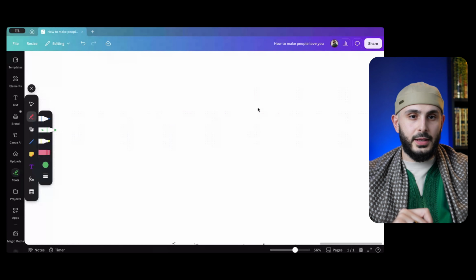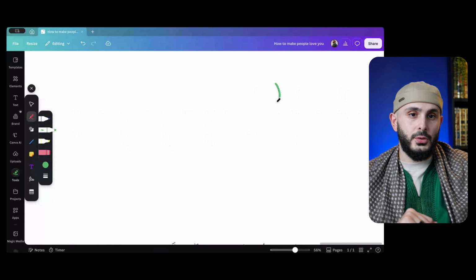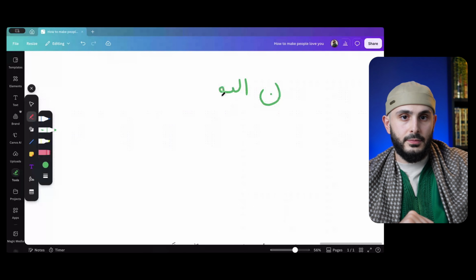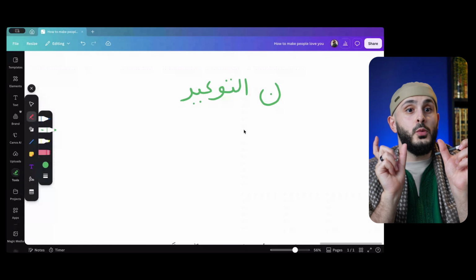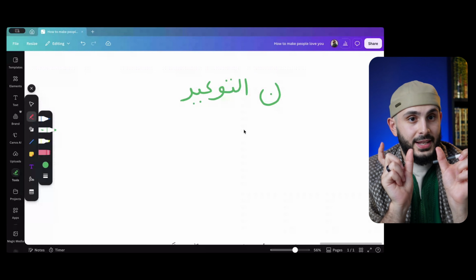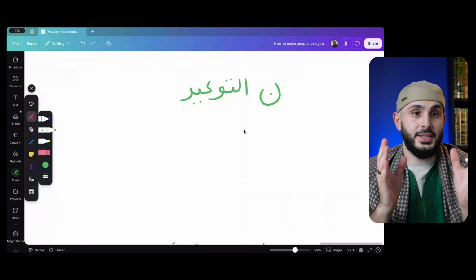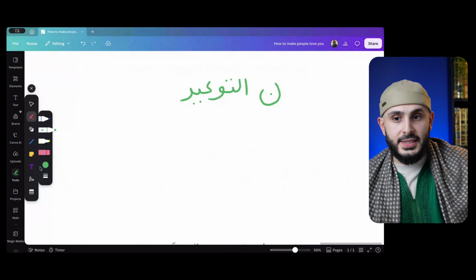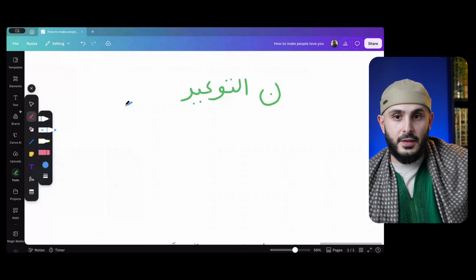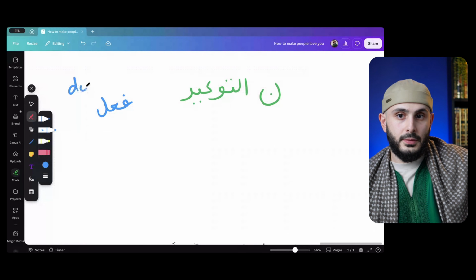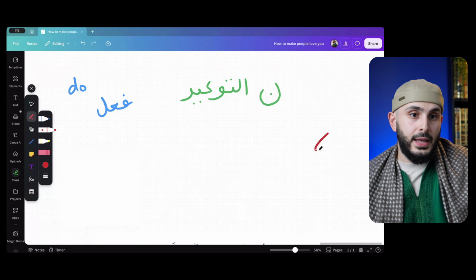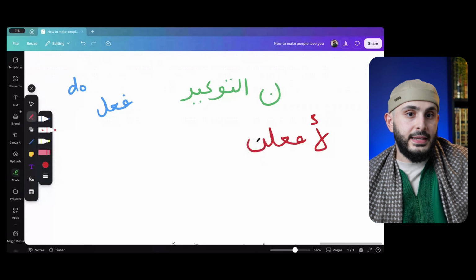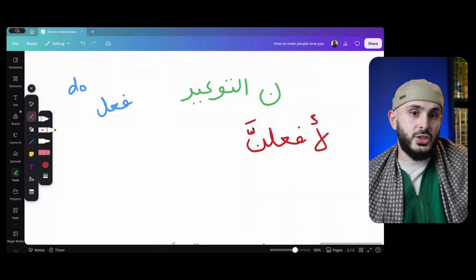Now, in the Arabic language, there is a letter known as Nun at-Tawqid. Essentially, what this letter does is that it attaches to other words in Arabic, and once it attaches, it adds a lot of emphasis to that word. So for example, if I take the word fa'ala, do, and I attach nun at-tawqid to it and I say, for example, la'af'alanna, like this, with a shadda.